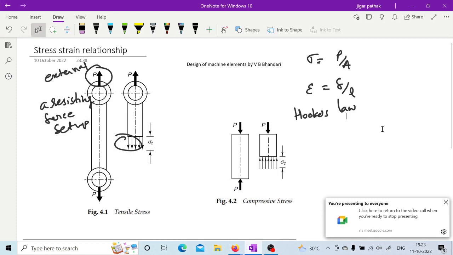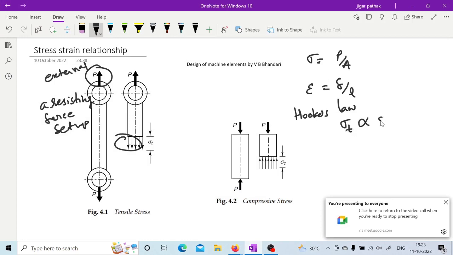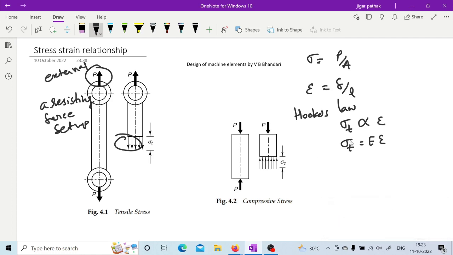Okay. So now Hooke's law, as we have mentioned here, says that stress is proportional to strain, right? And this proportionality constant is nothing but Young's modulus. So this is how we have sigma equal to Young's modulus into strain.